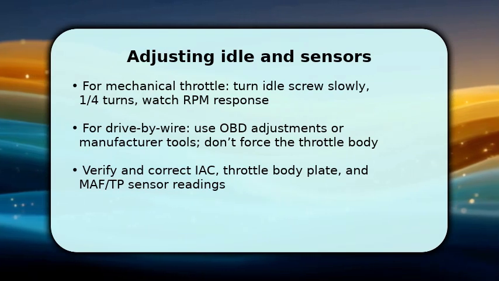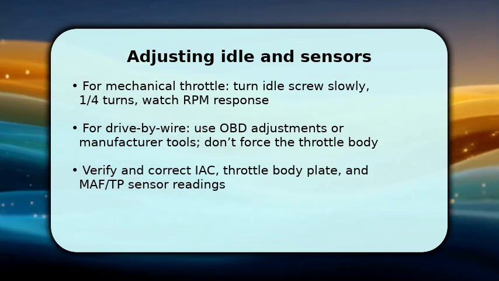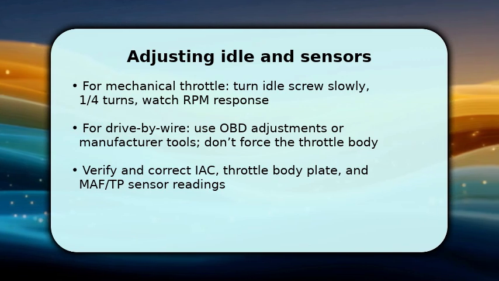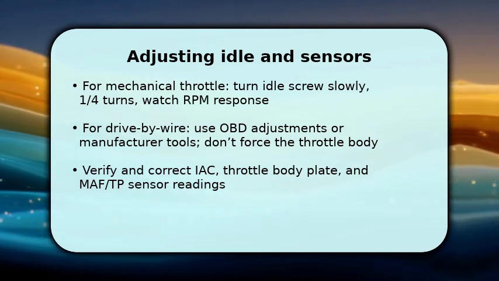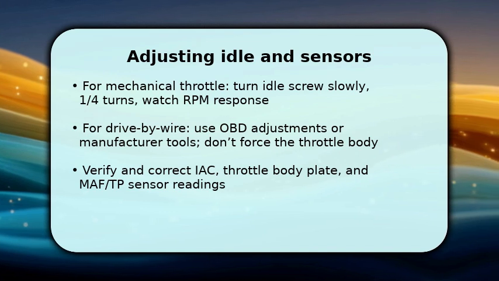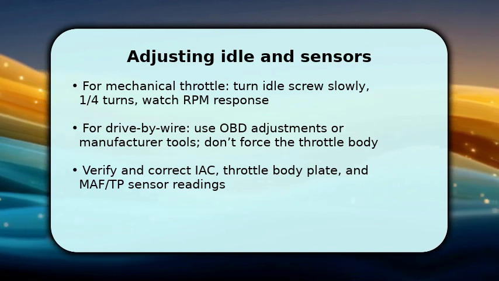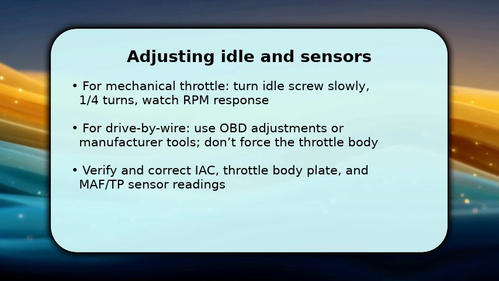For a mechanical throttle, make small quarter turns on the idle screw and observe RPM stabilization. Pause between adjustments. For electronic throttle control, use the recommended diagnostic tool to adjust base idle or perform throttle relearn procedures. Do not force the throttle plate.